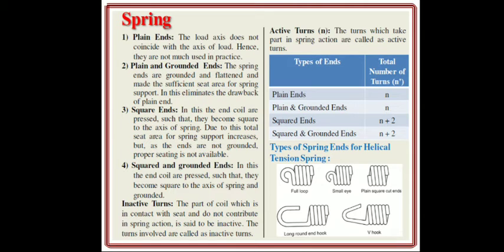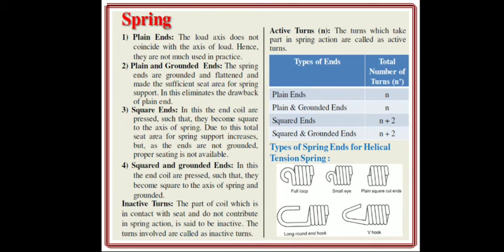Now as per the type of end and the total number of turns, if it is a plain end, then you take n only, that is the active turns. If it is a plain and grounded end, again you consider n only, that is, the total number of turns will be n. If it is a square end, then it is n plus 2. If it is a square and grounded end, it is again n plus 2.